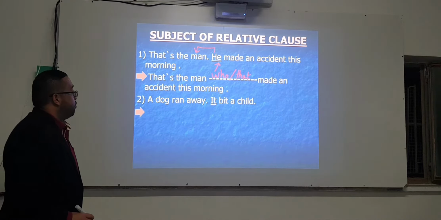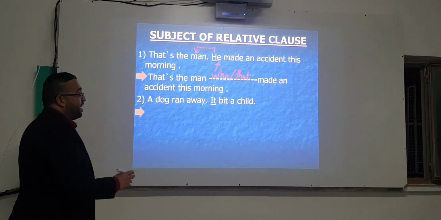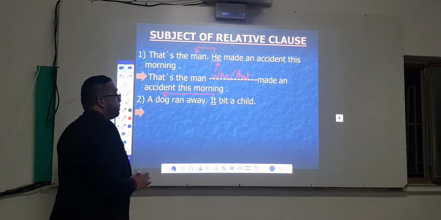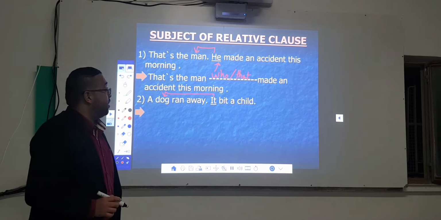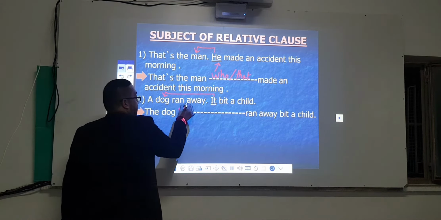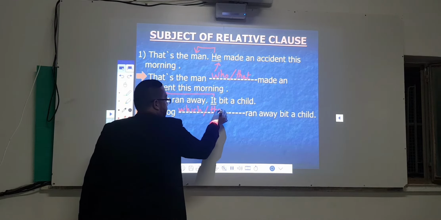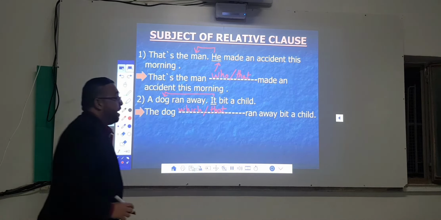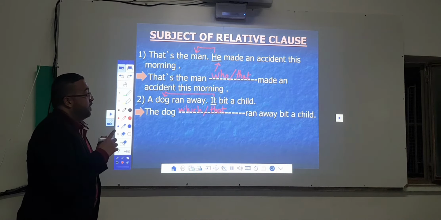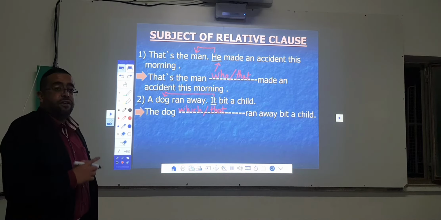Example number 2, a dog ran away. It bit a child. The underlined pronoun it refers to a dog, and it's also a subject pronoun. The dog which or that ran away with a child. Also we call which or that a subject relative pronoun.